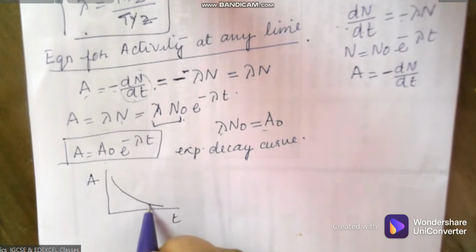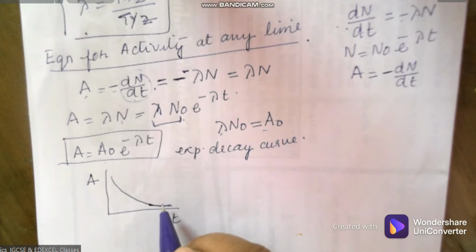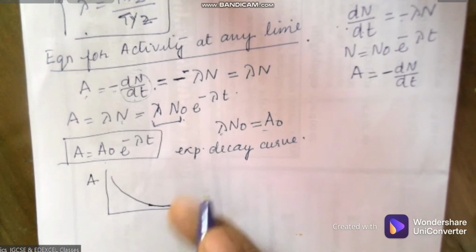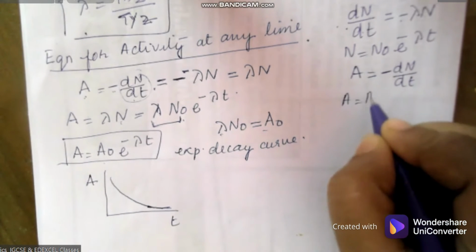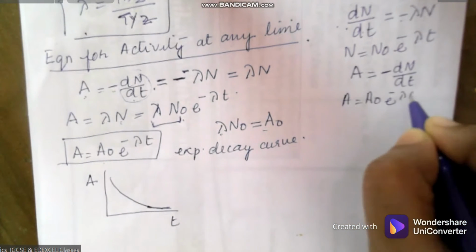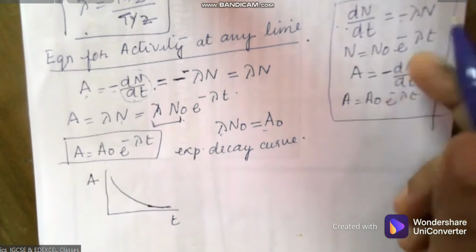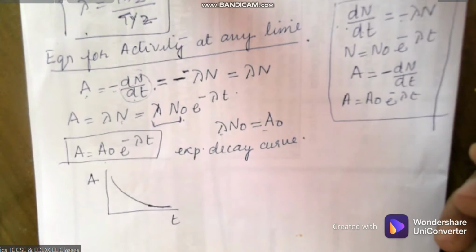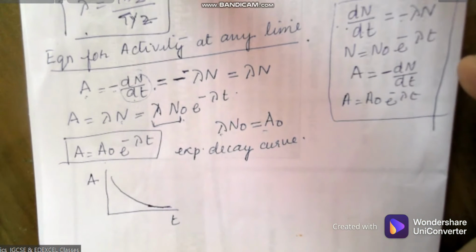So please note that it will not become zero, but it will go close to zero for a long time, and it will take a long time for it to become zero. That's a property of exponential decay curves. Okay, so we got A equals A naught e to the power minus lambda t. Depending on the question, only these four equations need to be applied in radioactivity for doing the calculations.